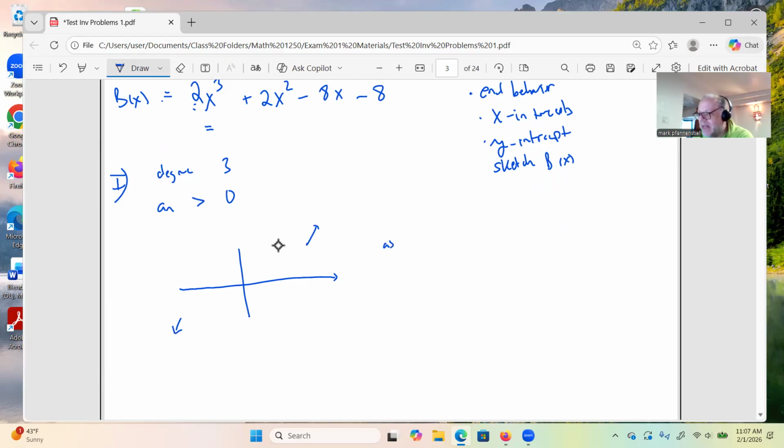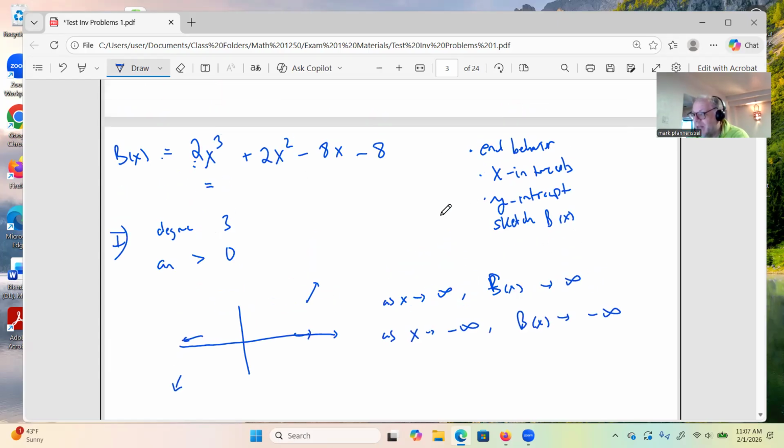We're going to say as x goes off to infinity, b of x also goes off to infinity. As x goes off to negative infinity, b of x goes off to negative infinity. It's kind of like as we get further this way, we go further and further down. We get further and further positive, b of x is going to get bigger and bigger. So that's the first little thing to deal with. Now we have our end behavior sitting here.